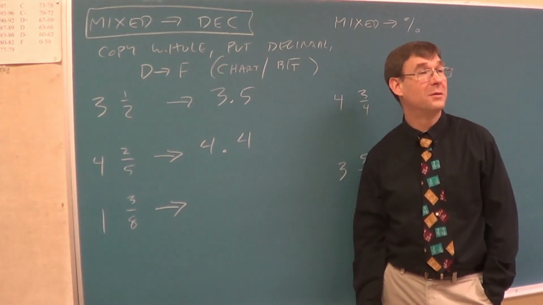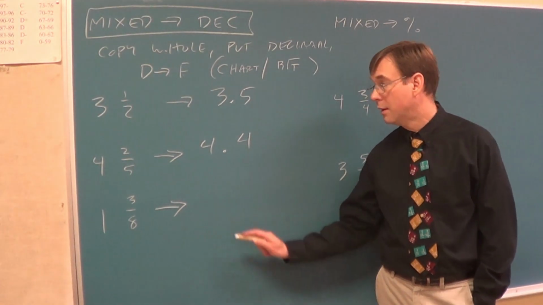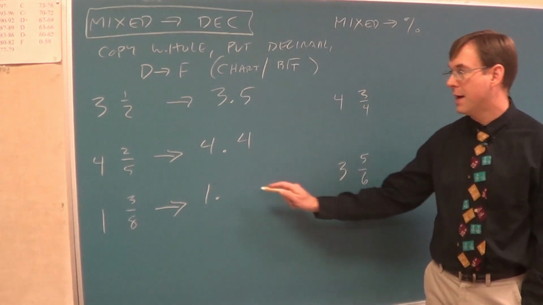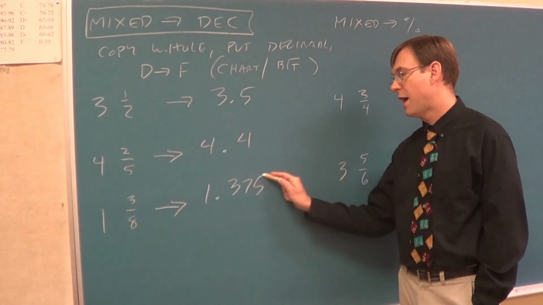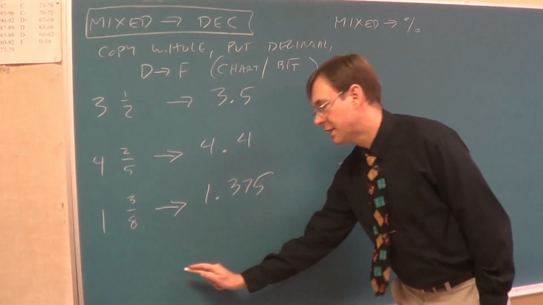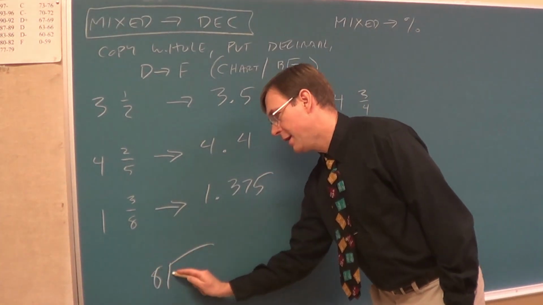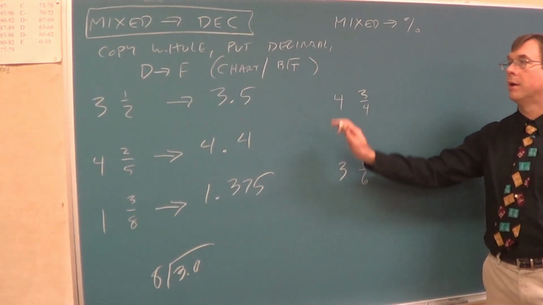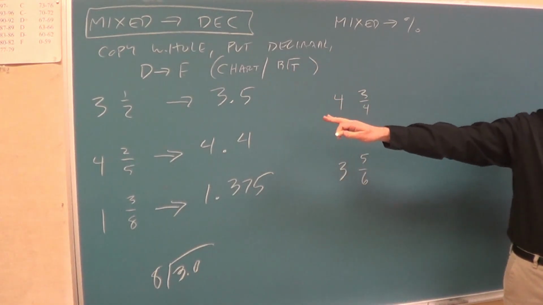Good. It is. So 1 gets copied, a point gets inserted, and then 3/8. If you know it's 0.375, hit it. If you don't know it's 0.375, take 8 into 3.0, divide, divide, divide. It'll play out. That's category 1. Question about category 1?